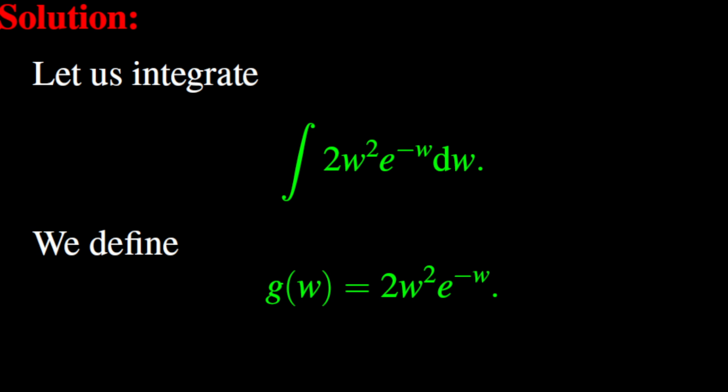Because this method will help us reduce the complexity of the problem by reducing the degree of the polynomial. Notice that, the polynomial function 2w squared is of degree 2. Then, our first goal will be to reduce the degree of the polynomial function to 1, by using the method of integration by parts.